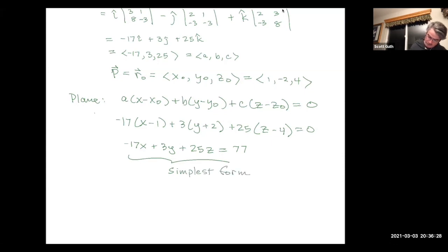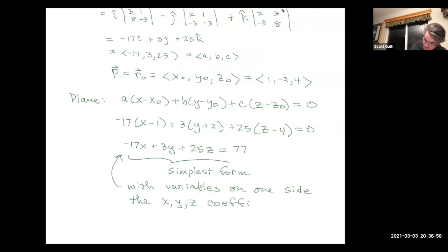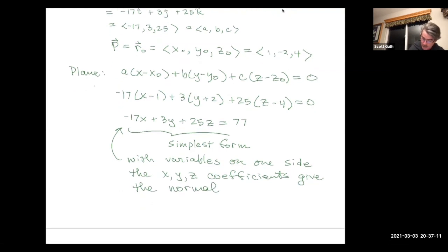But what I want you to note, with the variables on one side, you can still see the normal vector. And that's always true for a plane, that if you put the variables on one side, the x, y, and z coefficients make the normal. Okay, so the variables on one side, the x, y, z coefficients give the normal vector. And you'll need that sometimes, okay?